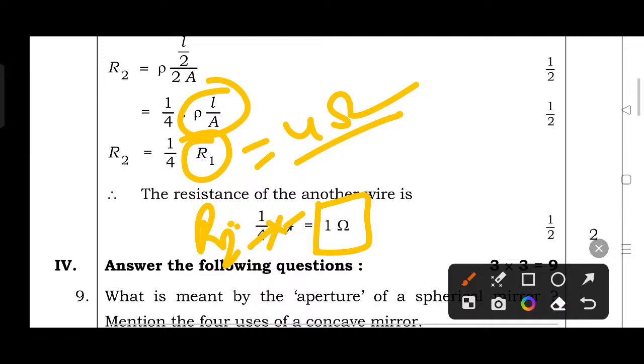First of all, how much resistance is there in the wire? 4 ohm. If we reduce the length of the wire, the resistance decreases. And if we increase the cross section of the wire, the resistance also decreases. That's why the 4 ohm resistance in that wire decreased directly to 1 ohm. It decreased 4 times.